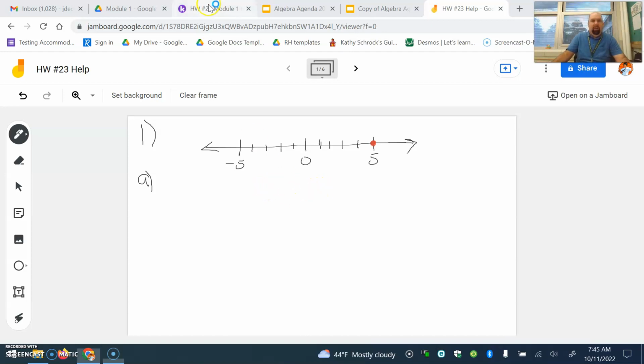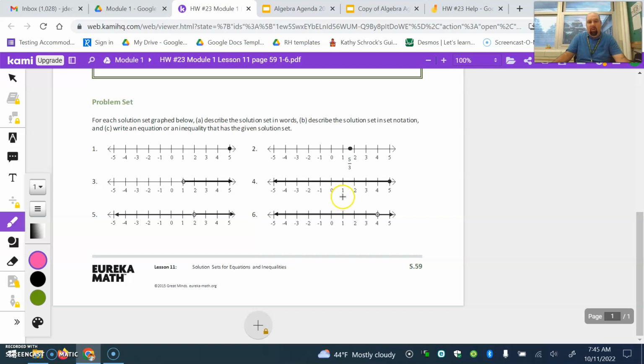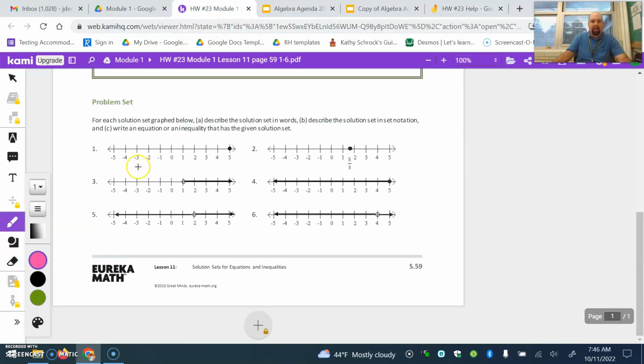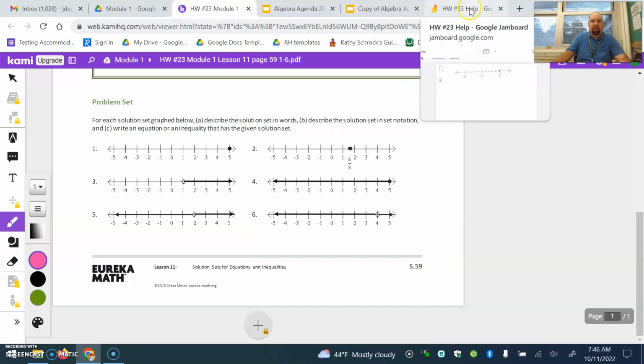So here we go. This comes from page 59 in your workbook. Here are the directions: for each solution set graphed below, you have to do three things. A, describe it in words. B, describe it in set notation. Remember curly brackets. And then C, write an equation or inequality that has the given solution set. I've copied all of these onto a Jamboard because there's not really enough room to do those three tasks right next to the problems. But I'll keep coming back.